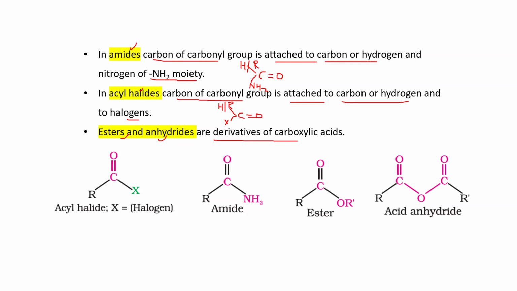You can see the structures of these. This is acyl halide, RCOX. In place of R, H may also be there. This is amide, RCONH2. Again, in this R, H may also be there. This is the ester. This is formed by the reaction of carboxylic acid and alcohol. And this is acid anhydride, RCOOCOR dash. This is formed when two molecules of carboxylic acid dehydrate.